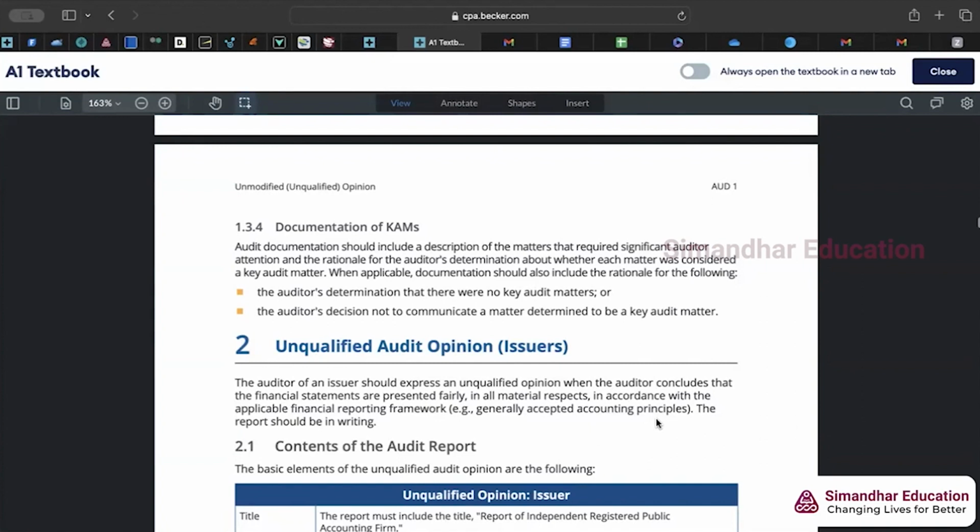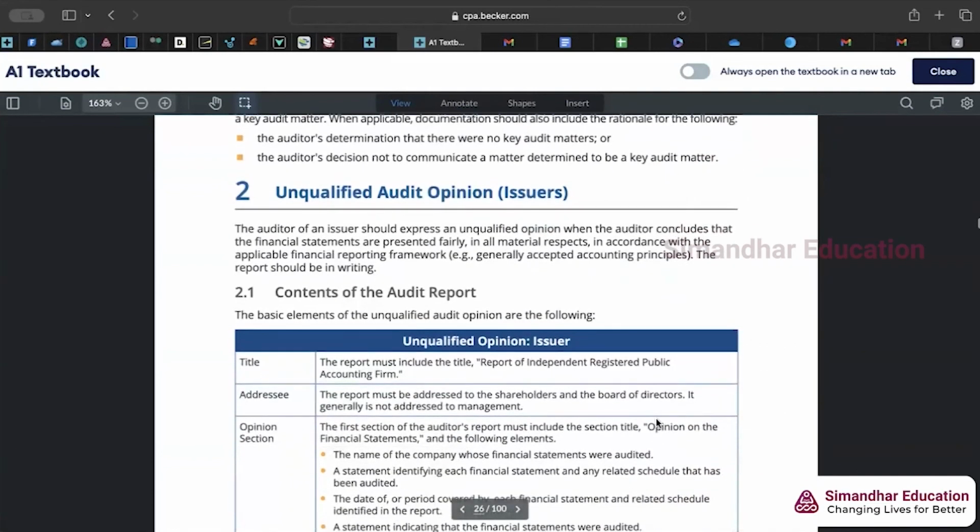CAM will appear in case of your clean opinions only, because if you're talking about the most important area of audit as clean opinion in CAM and you're giving a modified opinion above, it is a contradictory opinion. And that is why you cannot give CAM if there is a modification. You're saying this was the most important area of audit and it is clean, but there is a modification. That is why you cannot give both together.